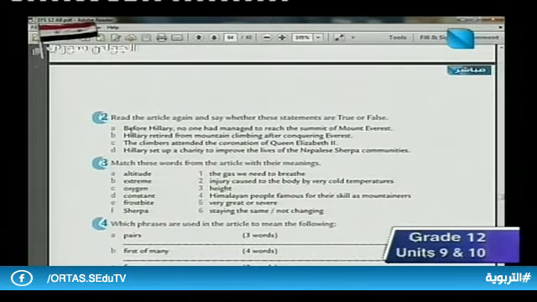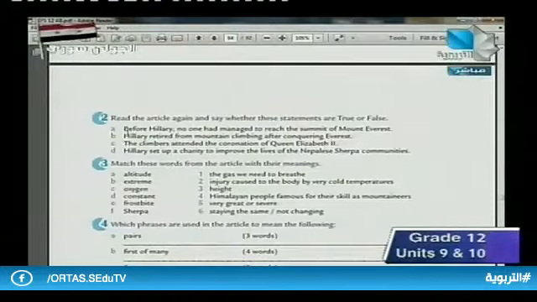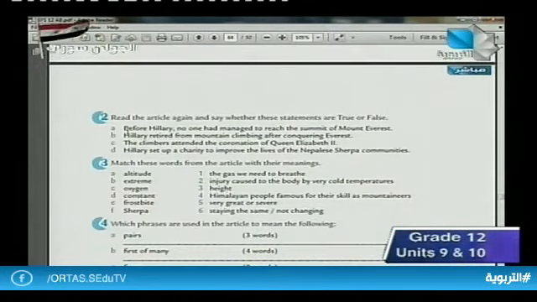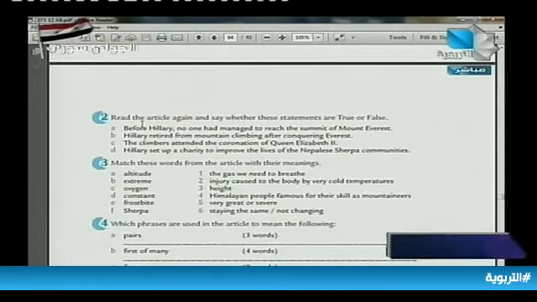Yes, it's true, because it is mentioned in the text that Hillary was the first person to reach the summit of Mount Everest. So no one had managed to reach the summit before Hillary. No one at all. There might have been attempts, but they didn't succeed.